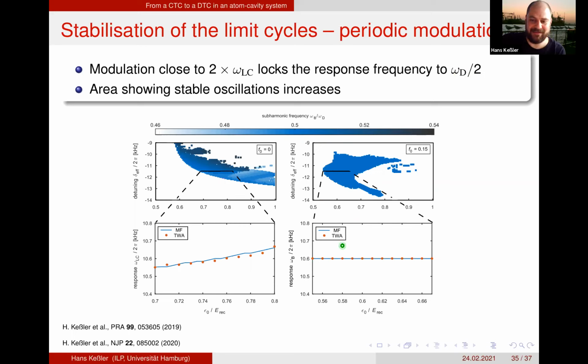This subharmonic response doesn't depend on the initial conditions, which our truncated Wigner model shows. And from the simulation, we expect both symmetry-broken partners as well, but the frequency is completely fixed, which is not the case for the time-independent drive.